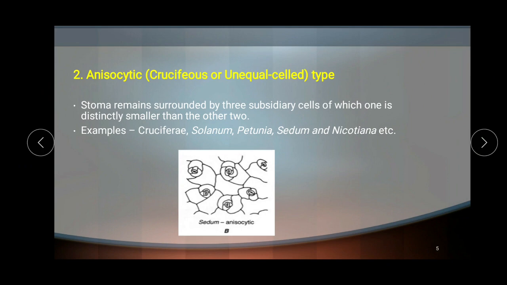The examples of this type include the members from the family Cruciferae, then also the Solanaceae, and from Solanaceae there is the genus Solanum, then also the genus Petunia, Sedum and Nicotiana. They show this type of stomata.